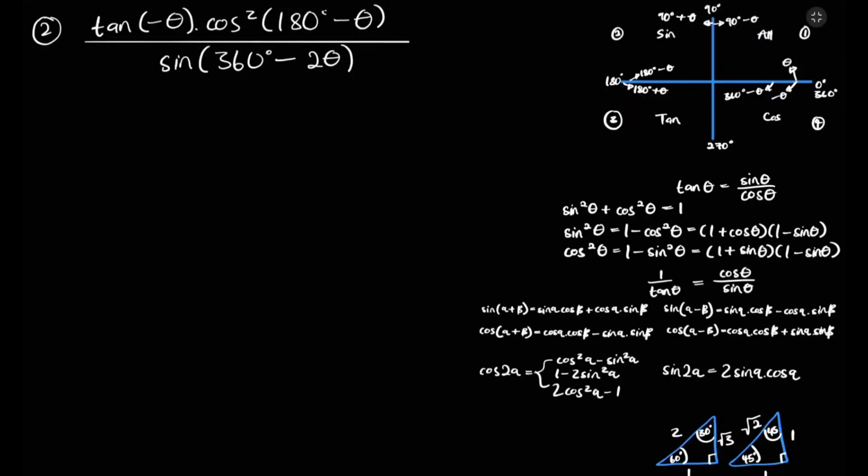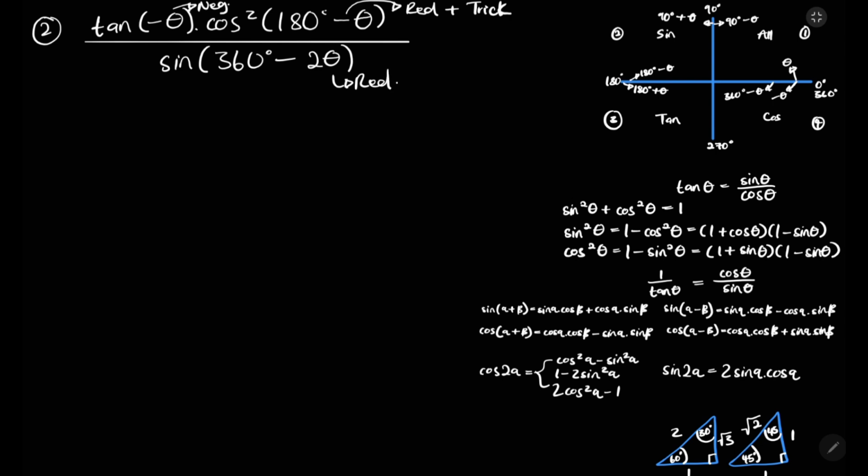Try tan negative theta times cos squared 180 degrees minus theta all over sin 360 degrees minus 2 theta. What's the first step? We have to identify our trig techniques. Tan negative theta, this is a negative angle. Cos squared 180 degrees minus theta, this is a reduction plus our trig. And in the denominator we have sin 360 degrees minus 2 theta, this is a reduction.